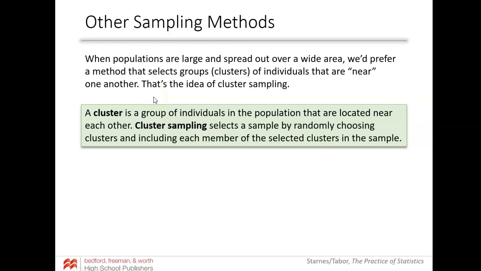A cluster is a group of individuals in the population that are located near each other, and cluster sampling selects them by randomly choosing clusters and including each member of the selected cluster in the sample. So this is different than stratified sampling. This is a little confusing to kids. Stratified sampling is where you're choosing from within each strata. Cluster is you're randomly choosing one of the clusters and just going for that one. And you're going to interview, survey, whatever, every single person in that cluster.